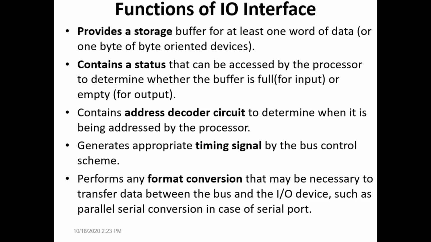The I/O interface also has an address decoder, because whenever the processor wants to communicate with a particular device, the processor presents its address on the address lines of the bus. That address travels through all the devices, and the I/O interface of every device catches that address on the address lines of the bus and finds out whether that address belongs to the I/O device connected to that particular interface.